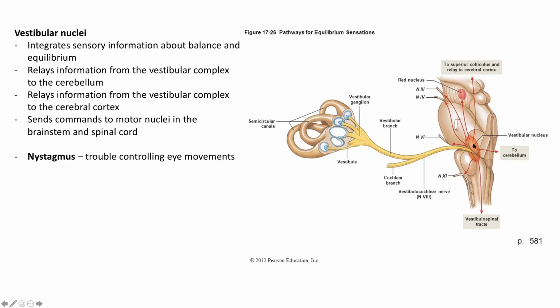And then we have fibers that go up to the cerebral cortex. So we have conscious perception of our movements. So it kind of goes all over the place.